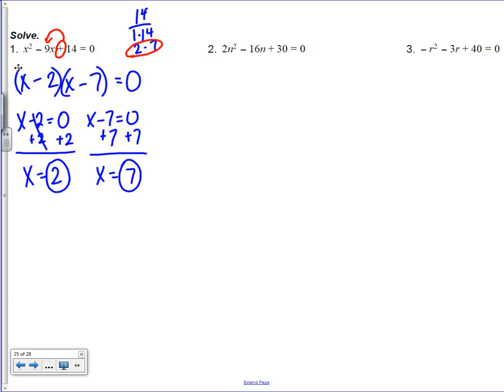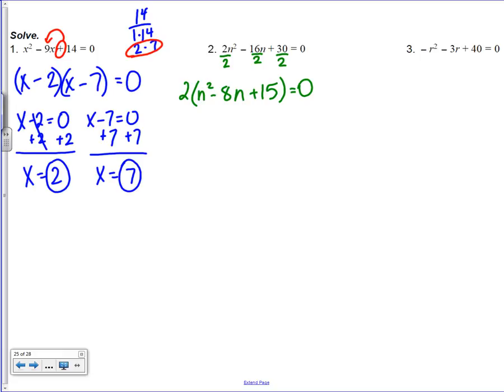All right, number 2. Again, I notice that I've got n squared and n, so I can't simply just isolate. I have to factor this thing. I notice that there is a GCF here. I can take a 2 out of all of those terms. So I will go ahead and divide everything by 2, put my 2 out front, and this is now my new trinomial.